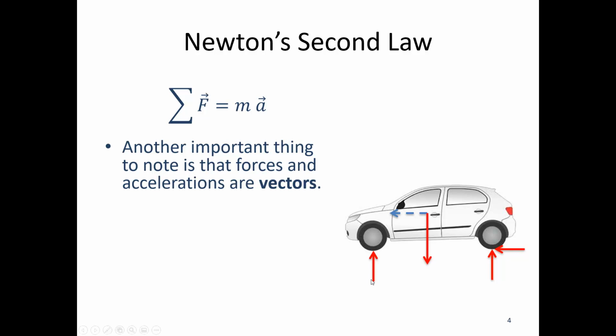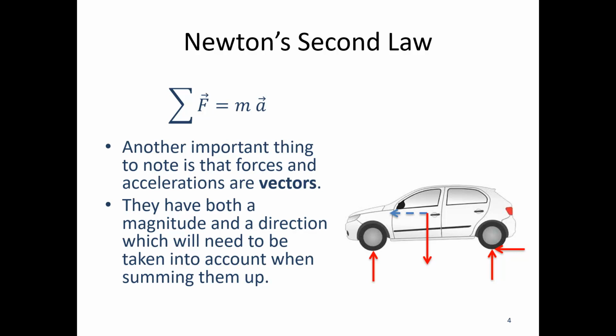So our normal forces here and here, and the gravity force here actually all counter each other out. What's left over is this friction force causing this acceleration. So the direction is going to be important in all of this. So vectors have both a magnitude and direction, which is going to need to be taken into account when summing up all of these vector values. So the sum of the forces is a vector value, and the acceleration is a vector value as well.